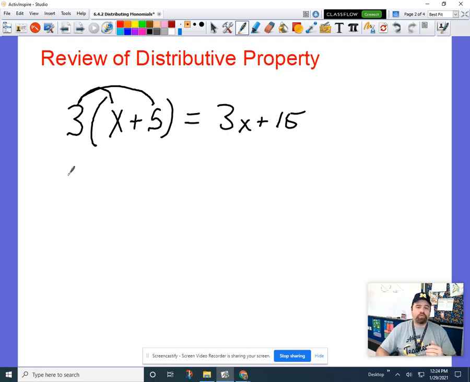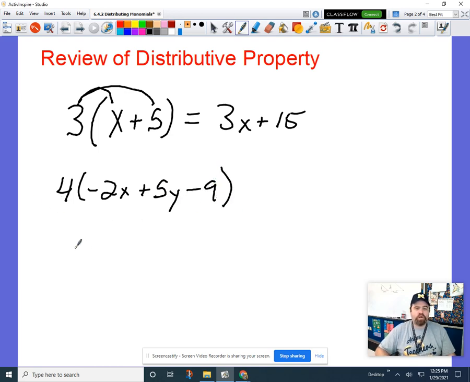You're not just multiplying the coefficients. You're not just multiplying the constants. Everything's getting hit by that 3 that's out front. So if I did something a little bit bigger, each of these guys is going to get multiplied by 4. So one piece at a time, you multiply, and make sure that everything gets hit with that 4, and that's it.